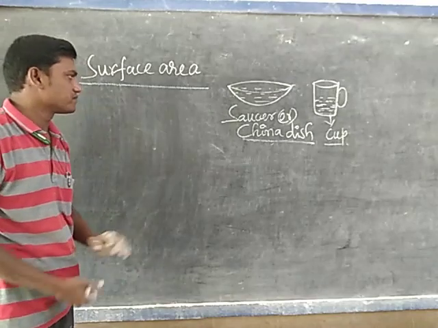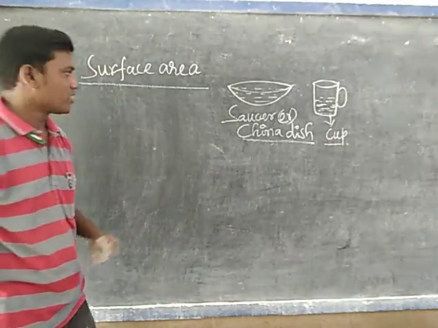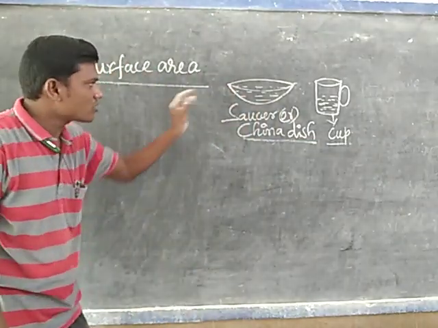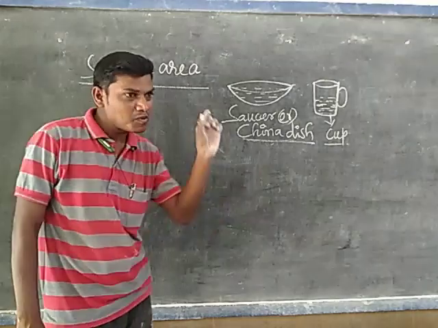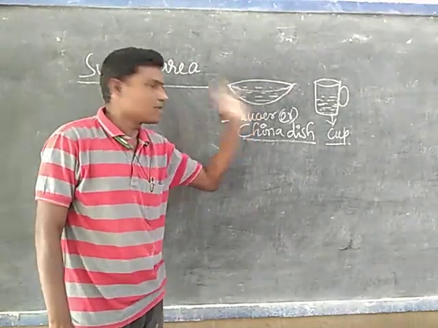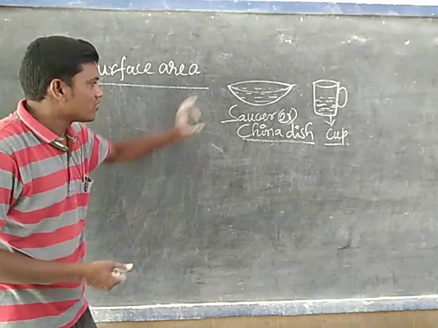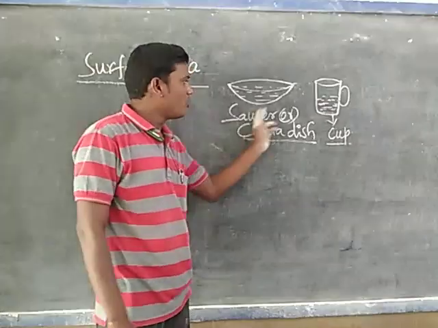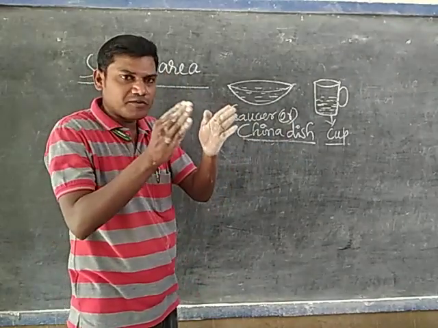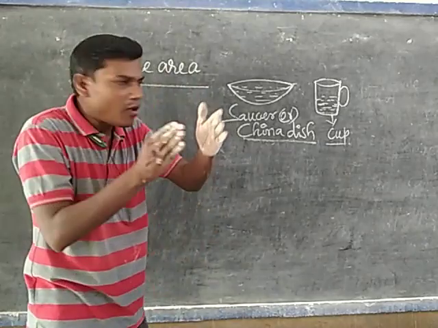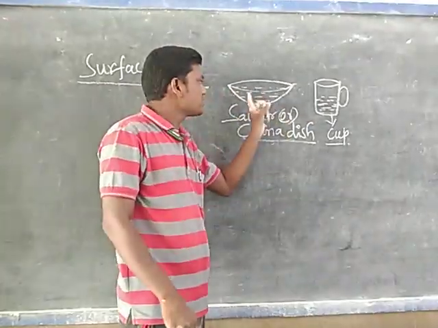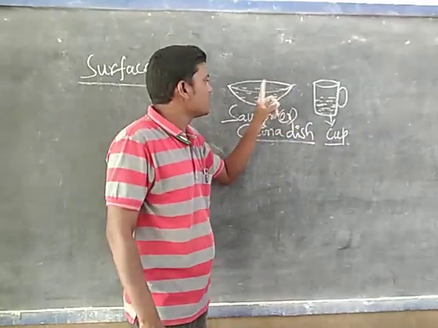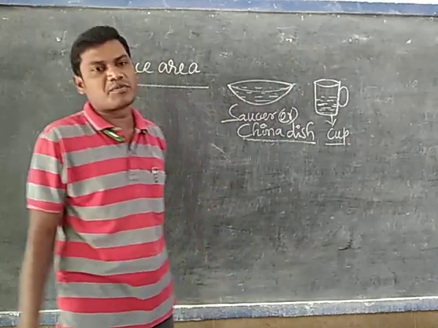First of all, we take a saucer or china dish and a cup. Both are filled with the same quantity of the same liquid. Listen very carefully. Both are filled with the same nature of liquid with the same quantity. It means if one is filled with water, the other is also water. If it is hot tea, the other is also hot tea. If it is filled with spirit, the other is also spirit. That is the meaning of that.